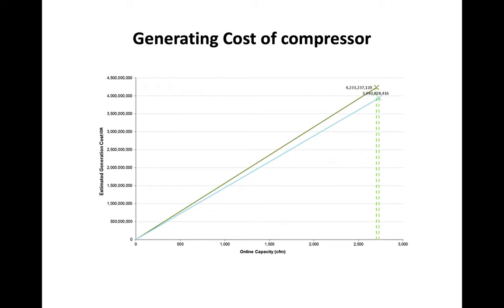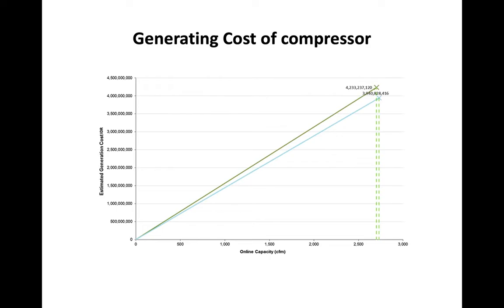As you can see, the generating cost of the compressor can be put in this graph. The green one is the cost related to the current operation, and the blue one is the cost if we implement some of the energy efficiency recommendations. From this graph you can see there is a little difference, which we call the saving.